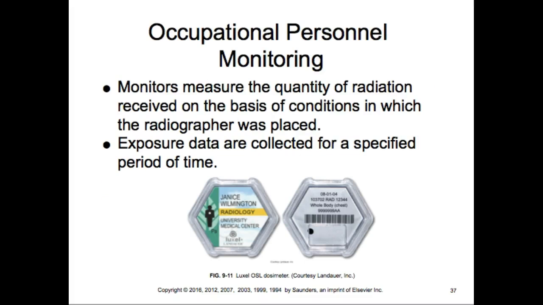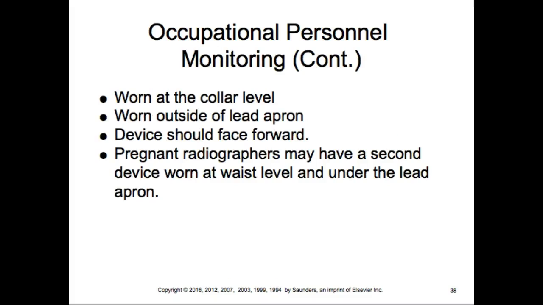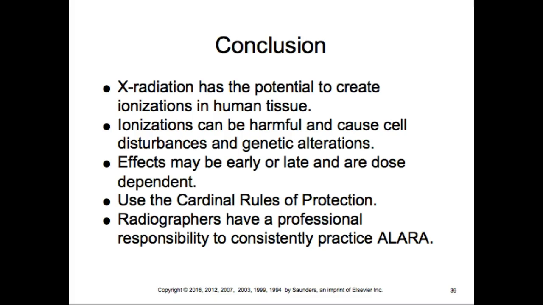So the occupational personnel monitors measure the quantity of radiation received on the basis of conditions in which the radiographer was placed. Exposure data are collected for a specific period of time. These are usually good for 30 days and you have to send them back in. So for occupational monitoring, you need to wear it at your collar level, outside your lead apron, and devices should face forward. Pregnant workers need to have a second device worn at the waist level under the lead apron.